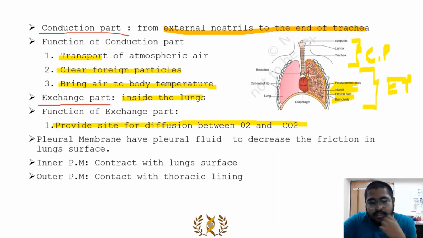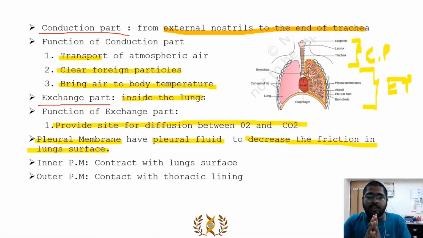Now we will be moving to the next important labeling which you might have seen over here. That is the pleural membrane. The whole thoracic chamber has lungs inside, but the lungs have their own protection. The lungs are protected by a structure called the pleural membrane. This pleural membrane has pleural fluid inside it. What is the primary role of the pleural membrane? Remember it: it is used to decrease the friction of the lung surface. So the friction of the lung surface is decreased by the pleural fluid present inside the pleural membrane.